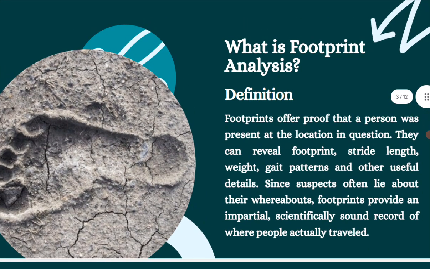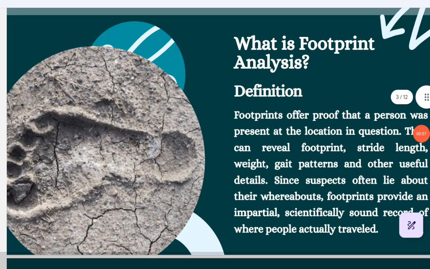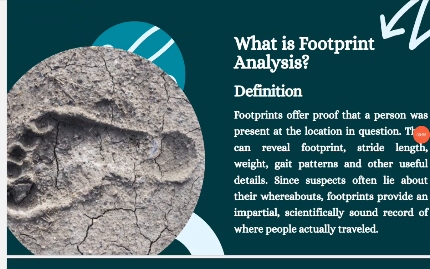Let's move to the next slide. It says about footprint analysis. Footprints offer proof that a person was present at the location in question. They can reveal footprint, stride length, weight, gait patterns, and other useful details since suspects often lie about their whereabouts. Footprints provide an impartial, scientifically sound record of where people actually traveled.